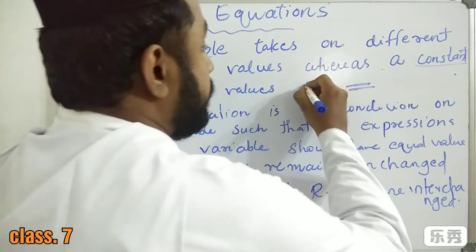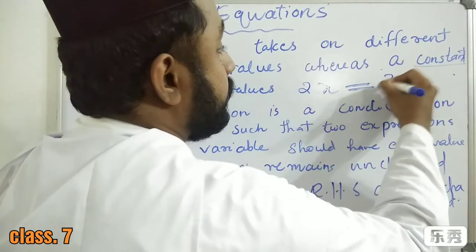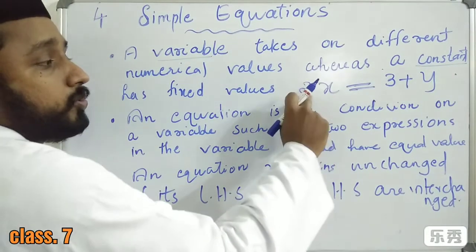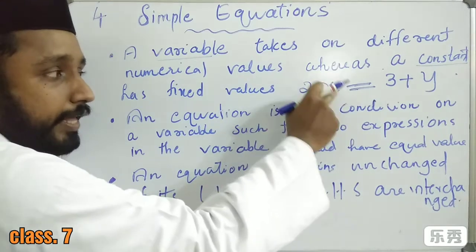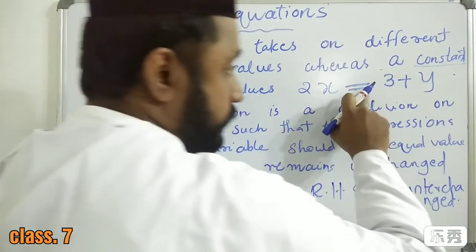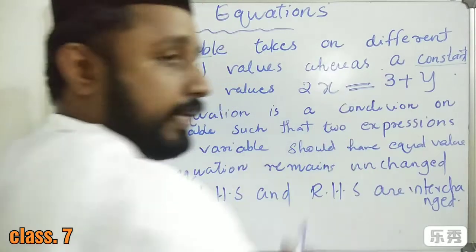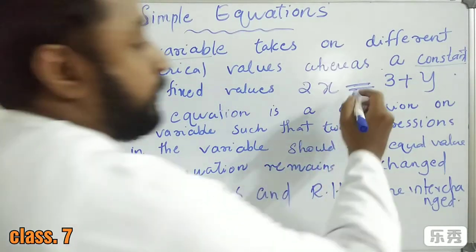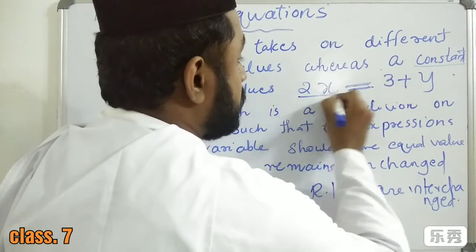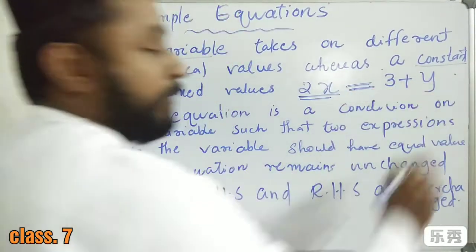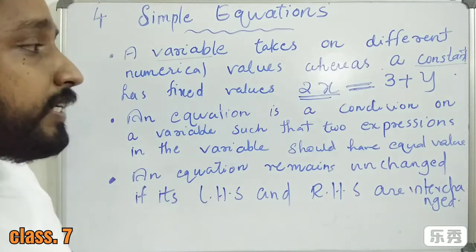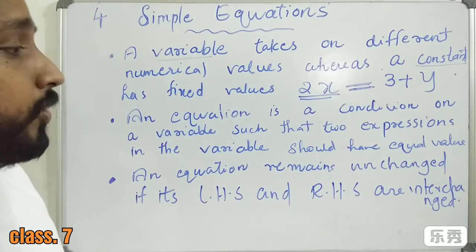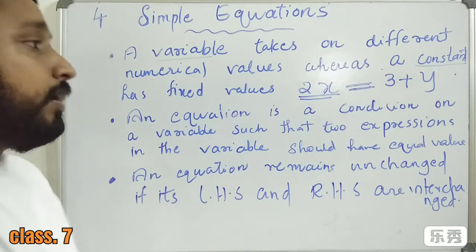For example, 2x = 3 + y. This is an equation. Here, 2 is a constant, x is a variable which is equal to 3 plus y. 3 is a constant and y is a variable. An equation is a condition. Here, this value is equal to this value. That is called a condition. An equation is a condition on a variable such that two expressions in the variable should have equal values.